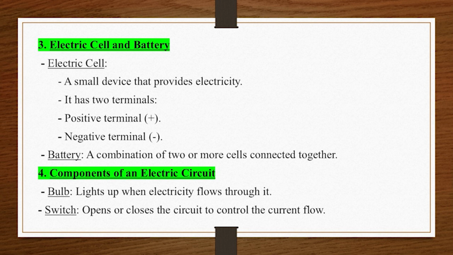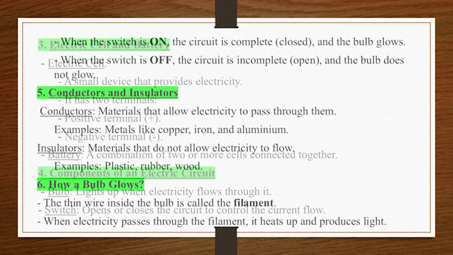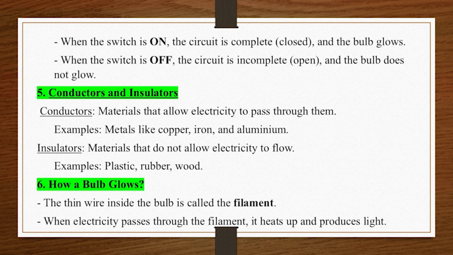4. Components of an electric circuit. Bulb, lights up when electricity flows through it. Switch, opens or closes the circuit to control the current flow. When the switch is on, the circuit is complete, closed, and the bulb glows. When the switch is off, the circuit is incomplete, open, and the bulb does not glow.